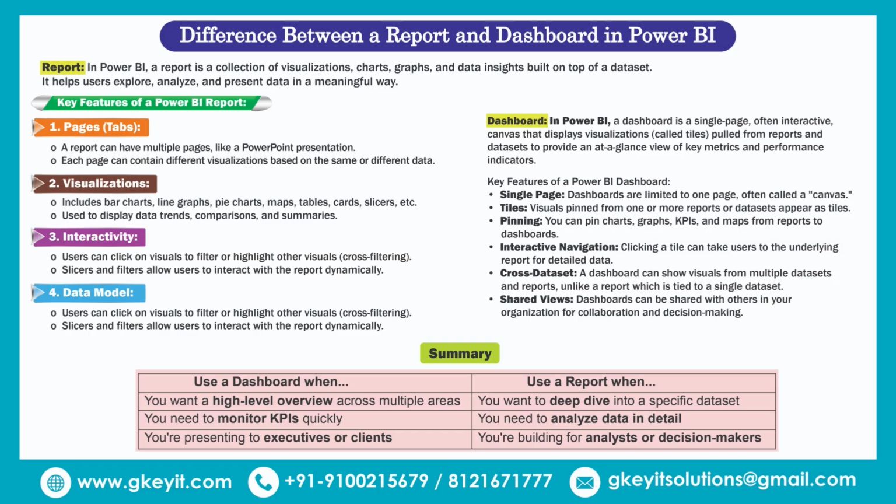The next point is visualizations. Visualizations include bar charts, line charts, pie charts, maps, tables, cards, slicers, etc. These are used to display data trends, comparisons, and summaries. And the third point is interactivity. Users can click on visuals to filter or highlight other visuals. It is like cross filtering. Slicers and filters allow users to interact with the report dynamically.